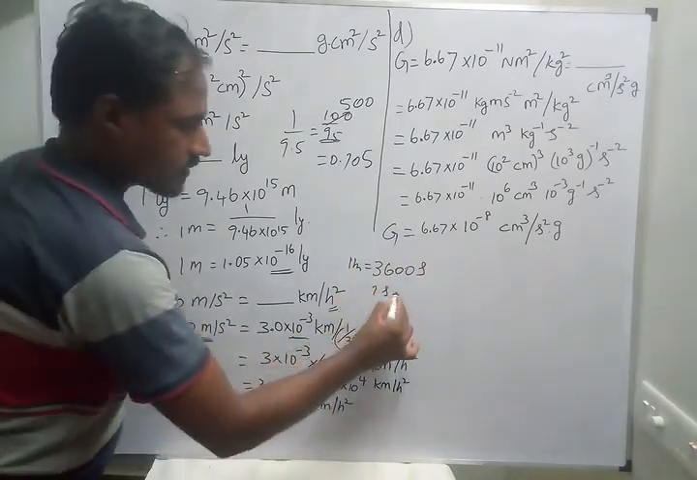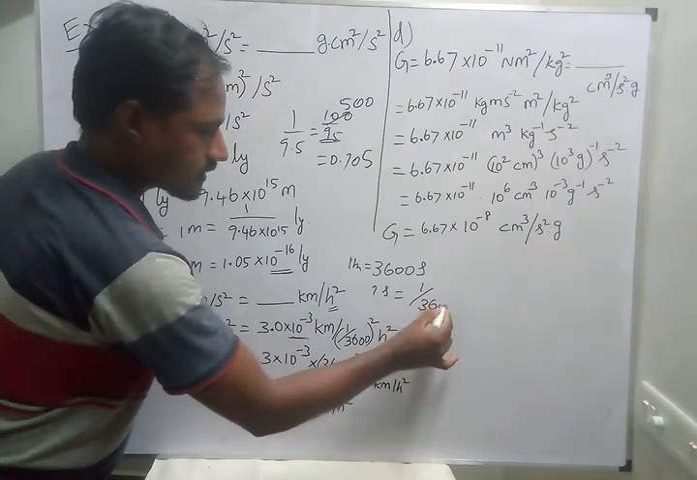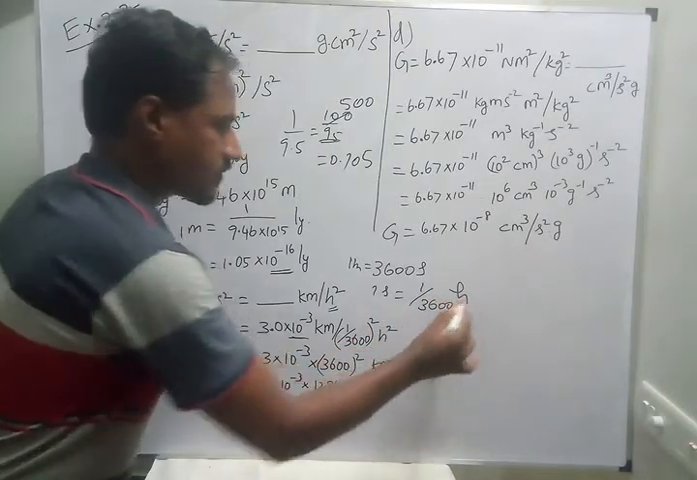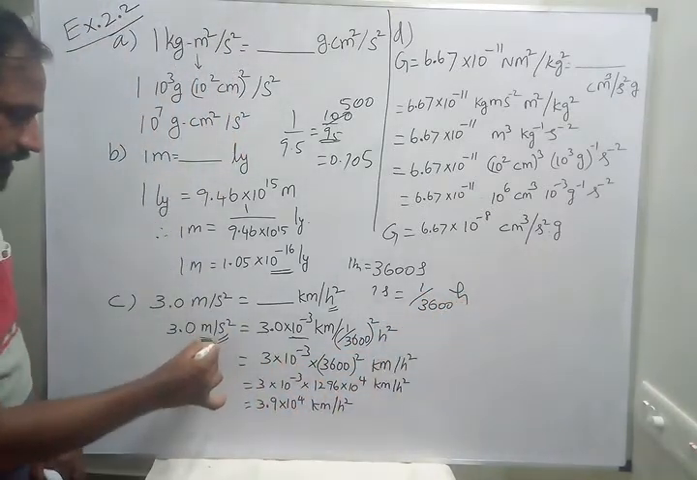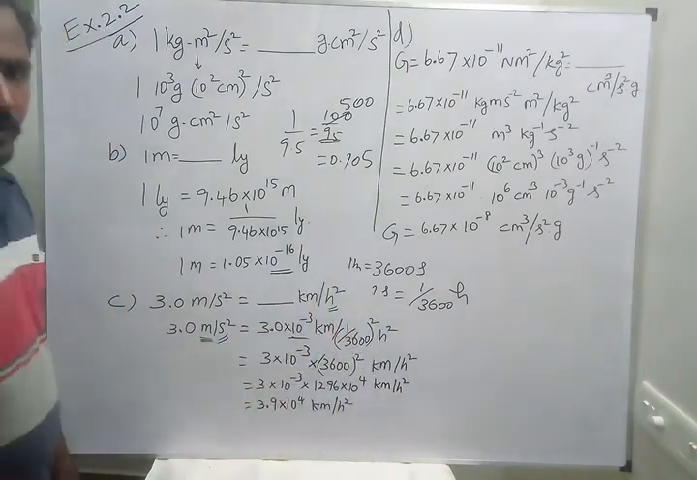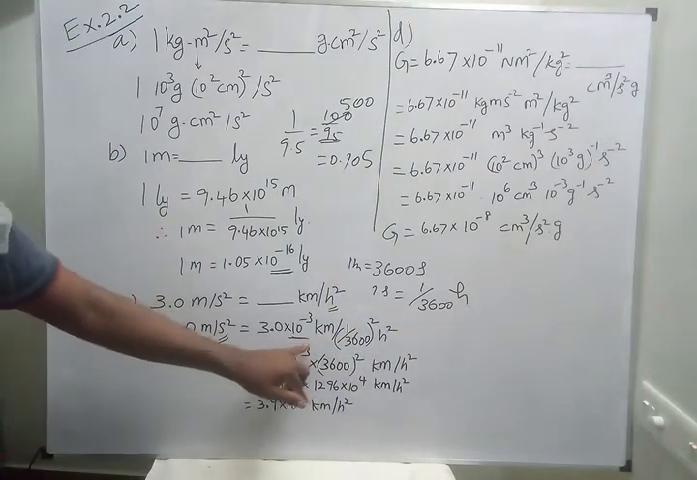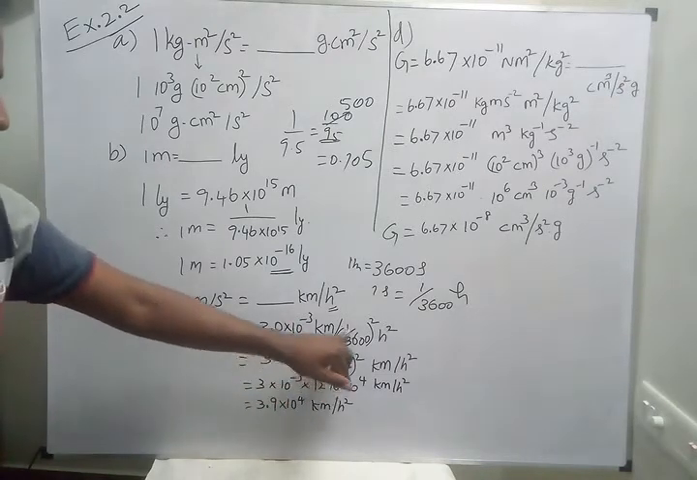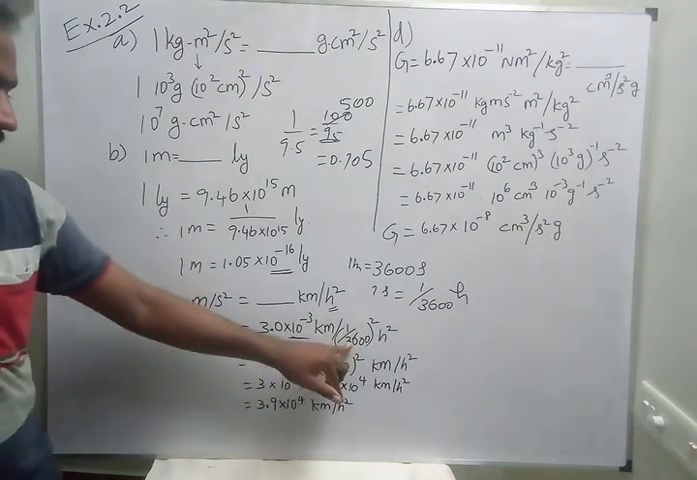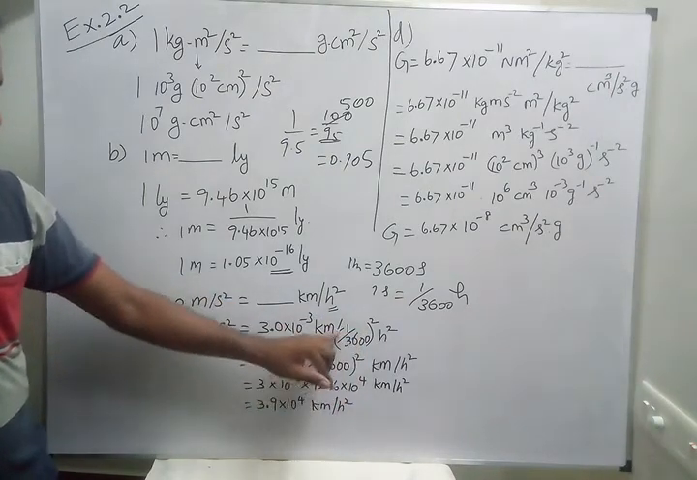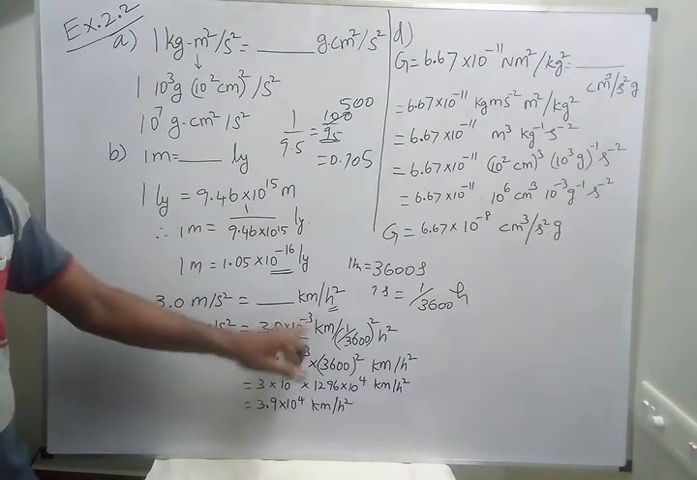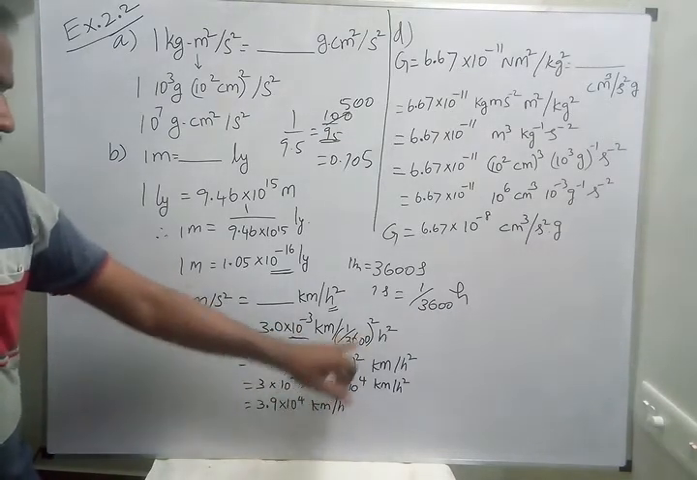So 1 second equals 1 by 3600 hour. Okay, so instead of second we put 1 by 3600, the whole square, into hour squared. So this is 3 into 10 power minus 3 divided by 1 by 3600 the whole square, taking 3600 square directly to the numerator. So now simplify. 3 into 10 power minus 3, then 3600 the whole square.